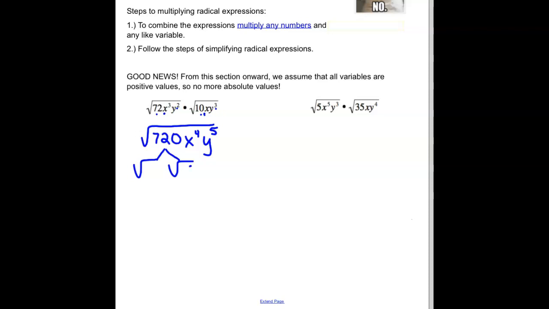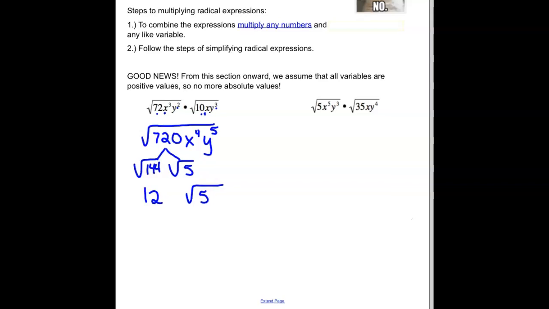For example, if we divide this by 5, we get 144 as the other factor. And 144 is perfect. It's on my list of perfect squares. It simplifies down to a 12. So we have a 12 and we have a root 5. Notice I left some space there because we're going to be able to pull some variables out.